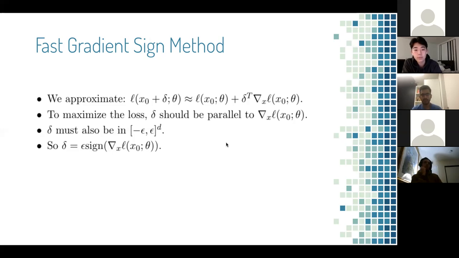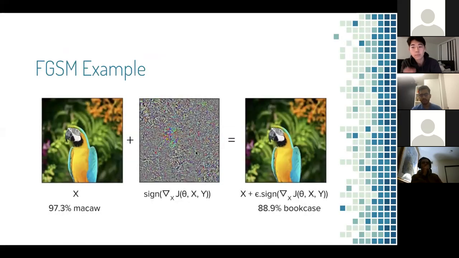Okay, so moving ahead. Once again, the FGSM can produce pretty decent results. So this is predicted as a Macaw. Using FGSM, you find some noise and you add it, and suddenly your machine learning model thinks that this bird is a bookcase. So FGSM can also produce strong attacks, not as strong as PGD10, but good enough in a lot of cases.